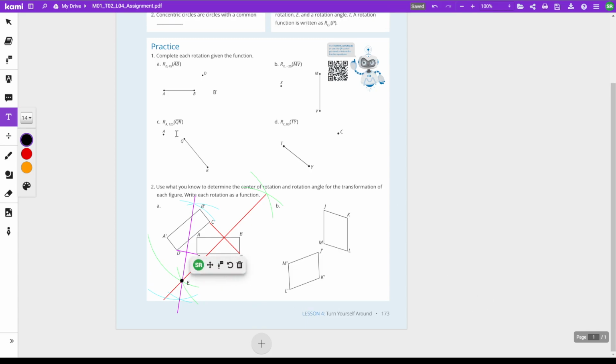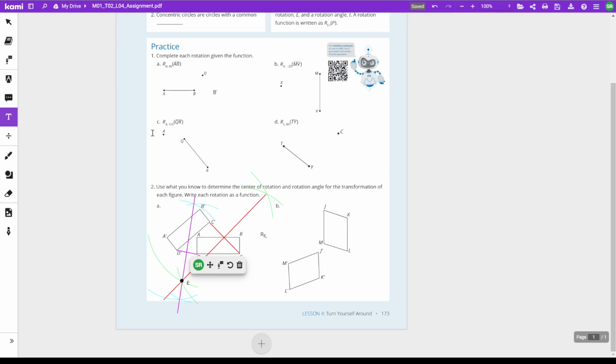Okay, so now that we have that, we can start writing our rotation function. And for our rotation function, similar to the functions that are up here, it's going to start with R for rotation. And then it's going to have subscript E, because E was the label that we gave to our center of rotation. And now we need to find the rotation angle.